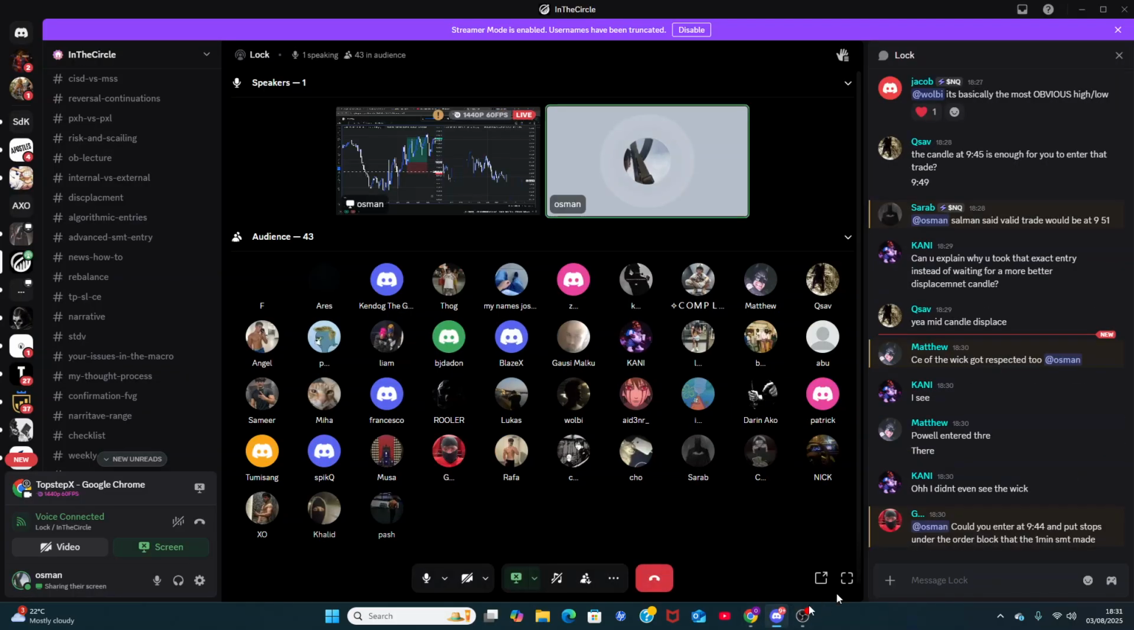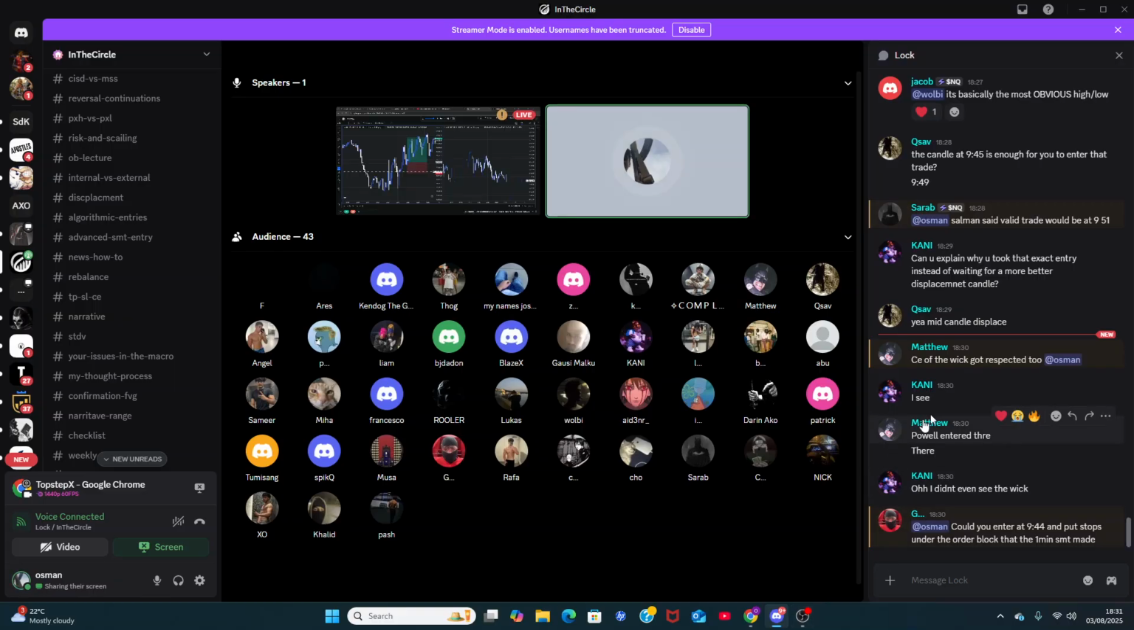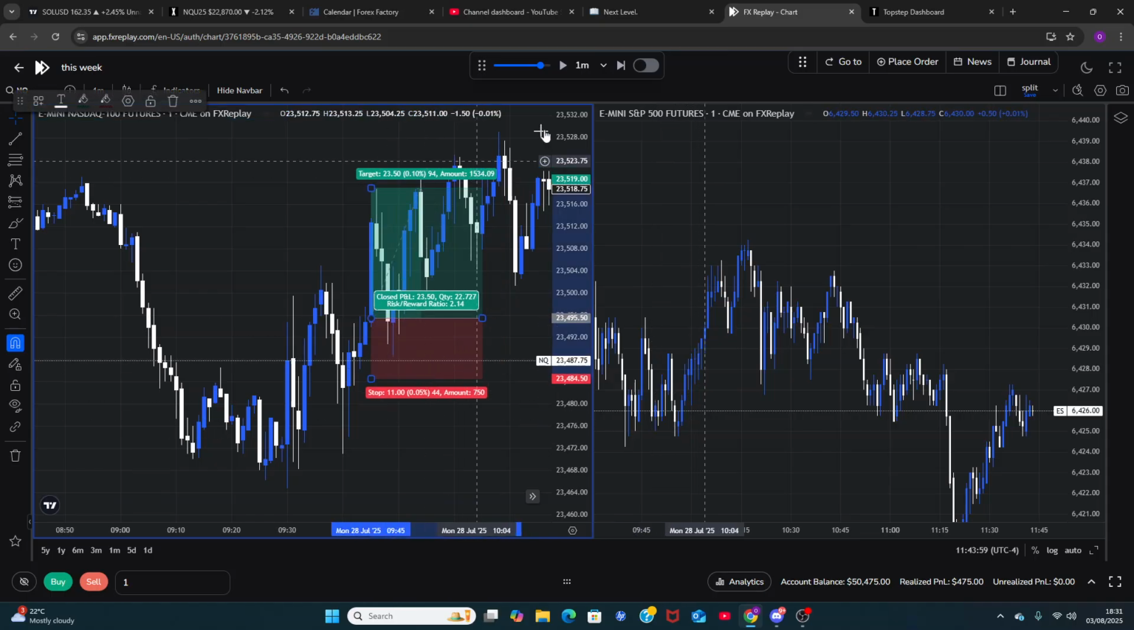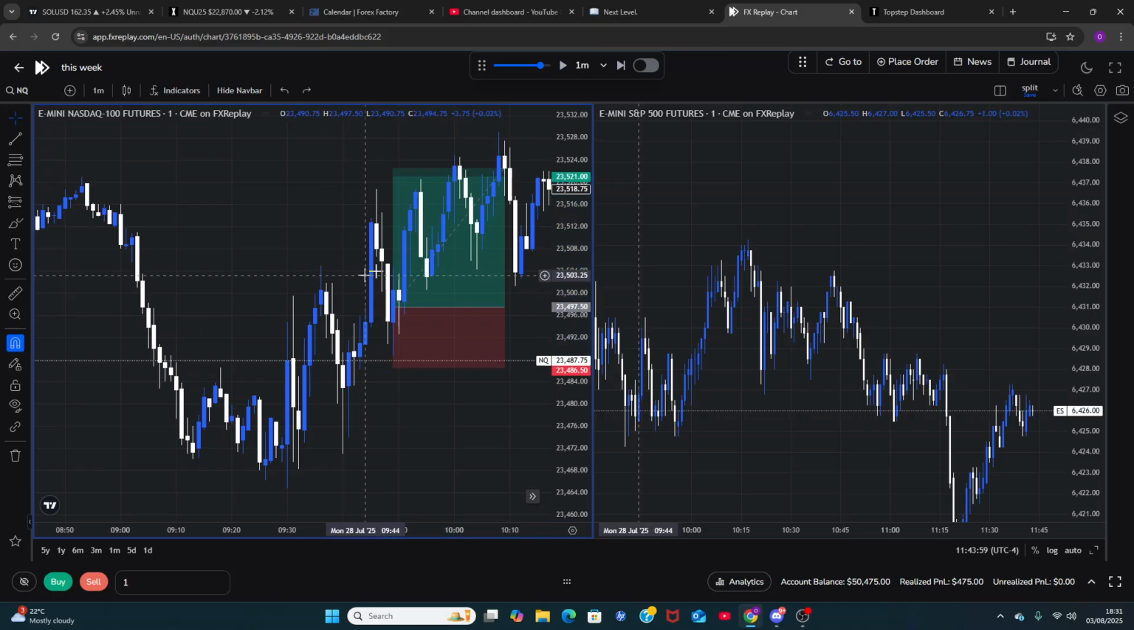Could you enter at 44, put stops under the order block and a 1 minute SMT? 100%. That's an even better entry than mine, to be honest. Yeah, 100%. Power entered there. What, here? Oh, yeah, exactly, bro. But who cares about power? Well, our models also did the same thing, right? Just don't pattern trade this.